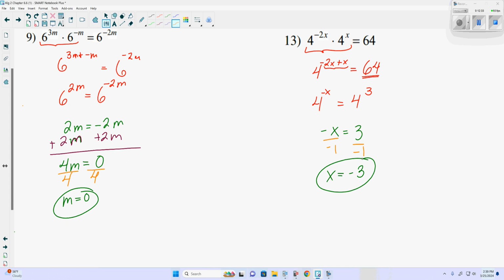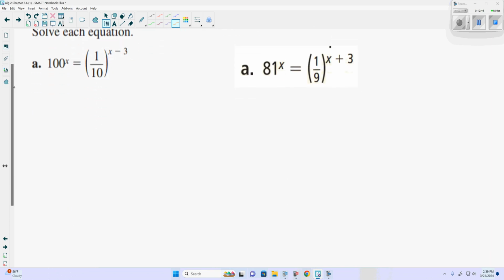Questions on these so far? We feel good with these so far. Because really the whole goal is to get the bases to be the same. Because once we have the bases the same, we can set the exponents equal to each other.